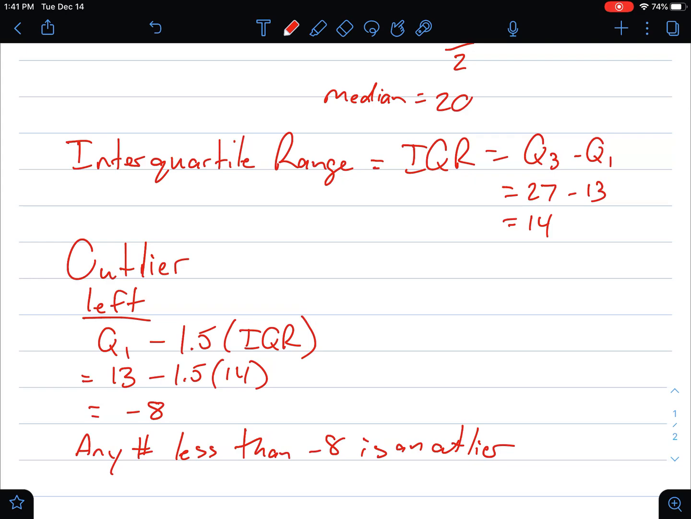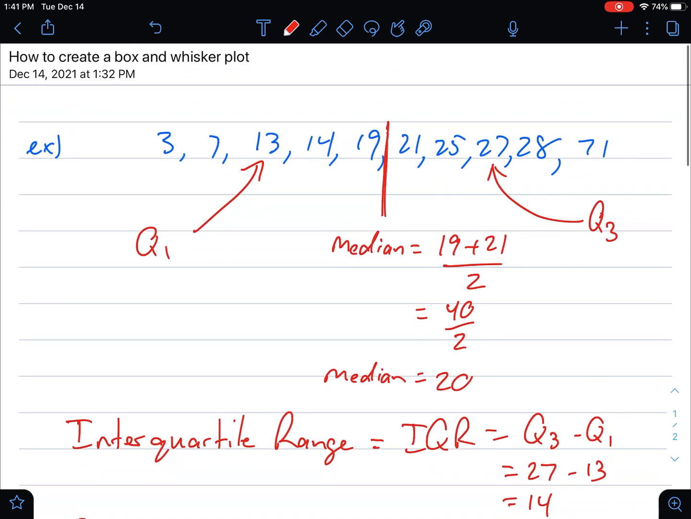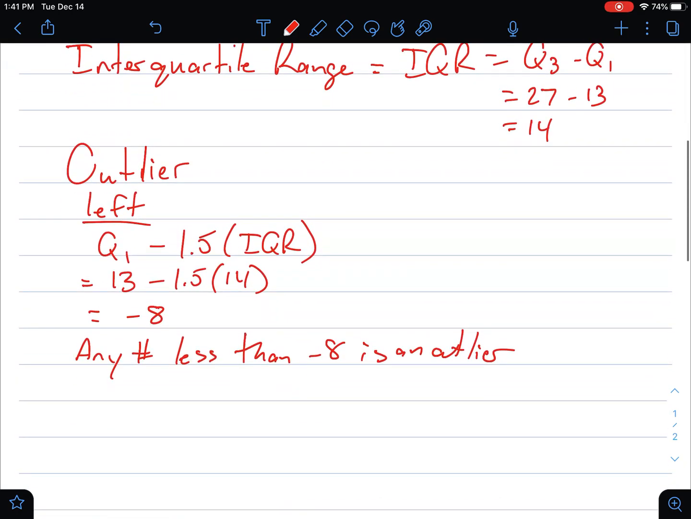So if I check my list here, do I have any numbers less than negative 8? The lowest I got is 3. So no, I have no outliers on this thing. No outliers on the left side. So nothing is crazy negative or anything like that.